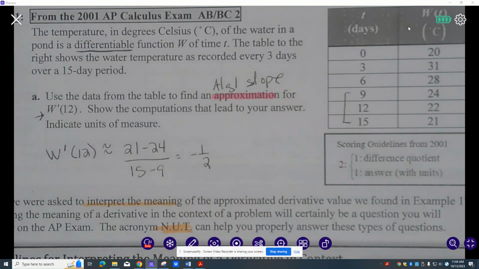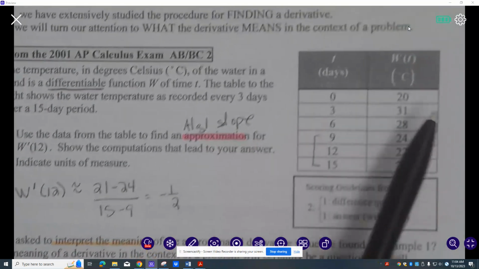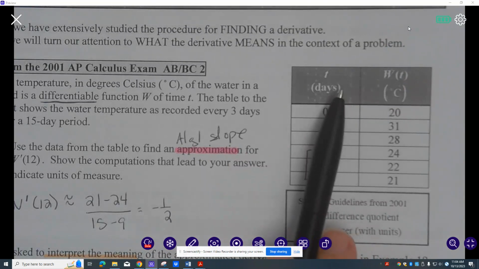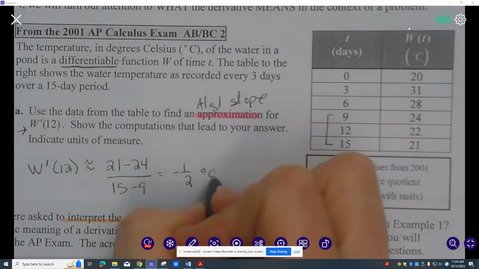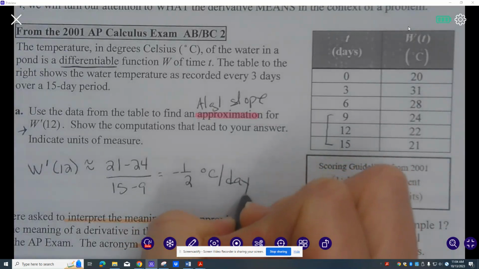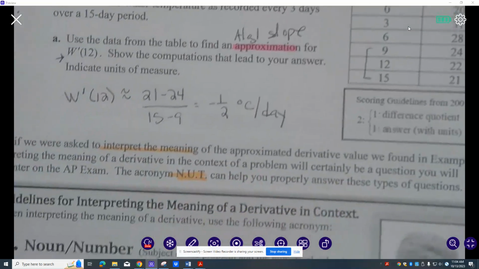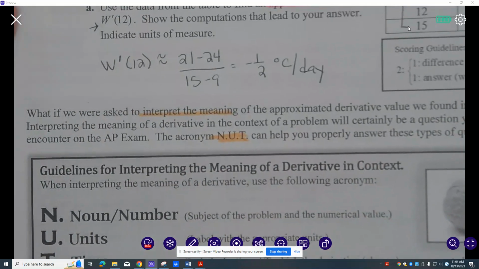So this is a rate. The y value is temperature. The x value is days. So this would be degrees Celsius per day. Okay, now I really need to zoom out, sorry.